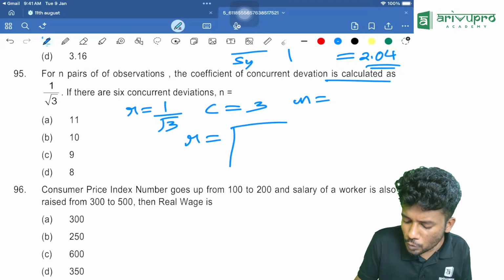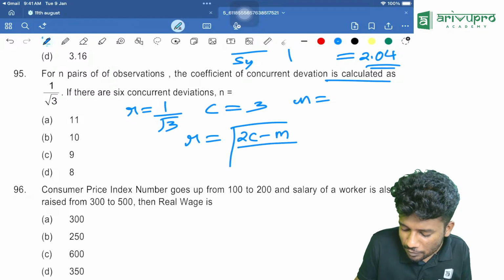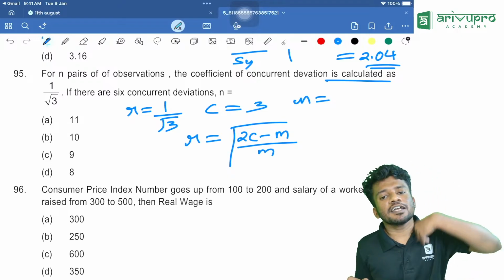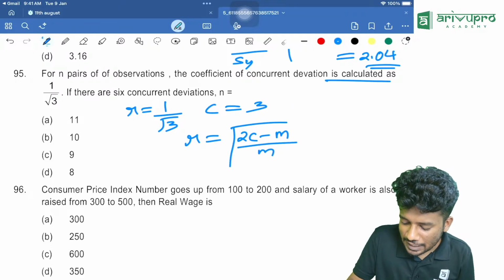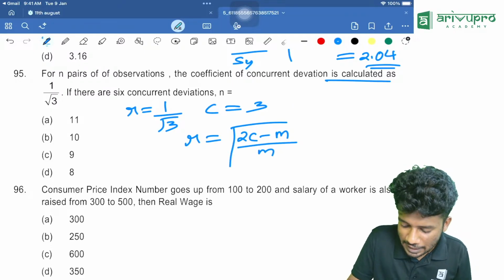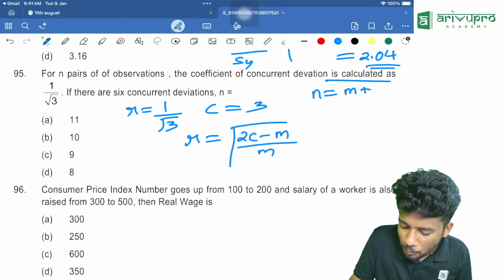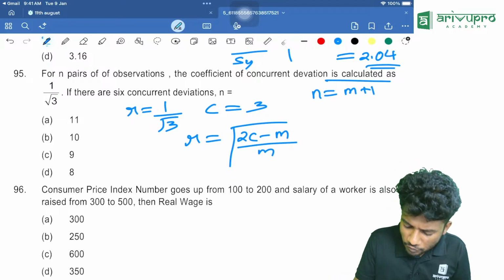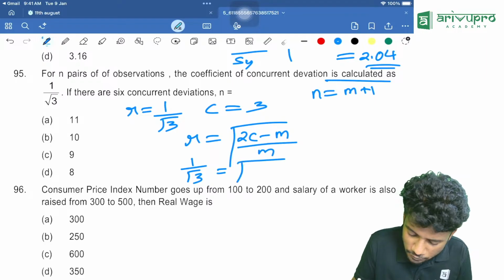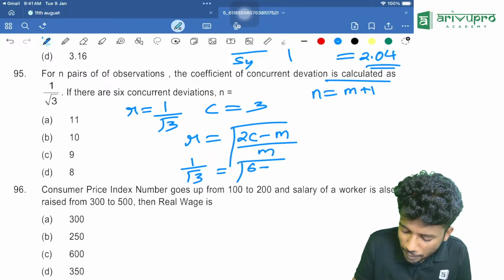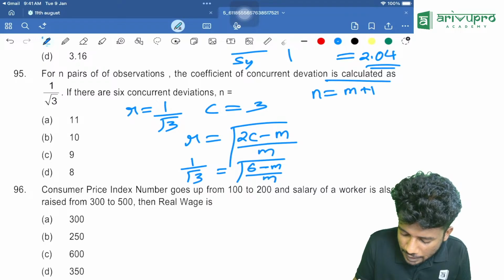R is equal to root of 2c minus m divided by m. First, we need to find the value of m. If you get the value of m, you can find the value of n. N is nothing but m plus 1. Now, first, R is 1 by root 3, which is equal to root of 2c, that is 6 minus m, divided by m.